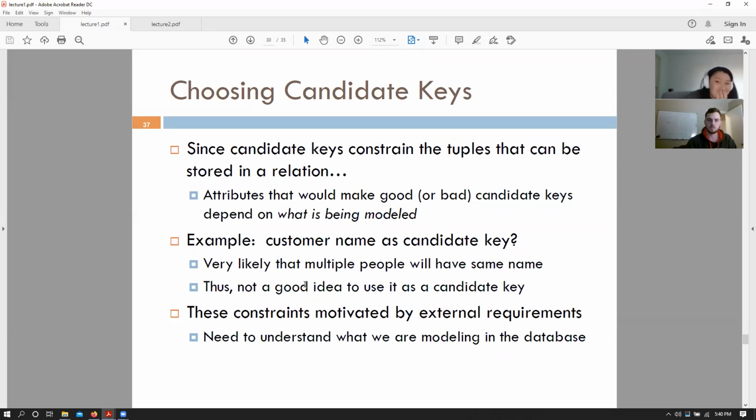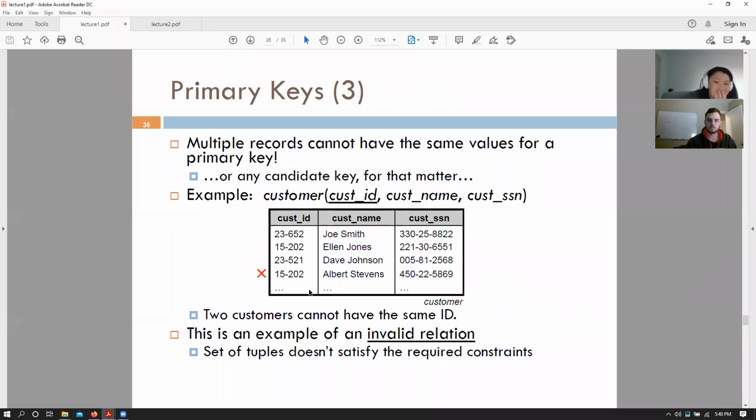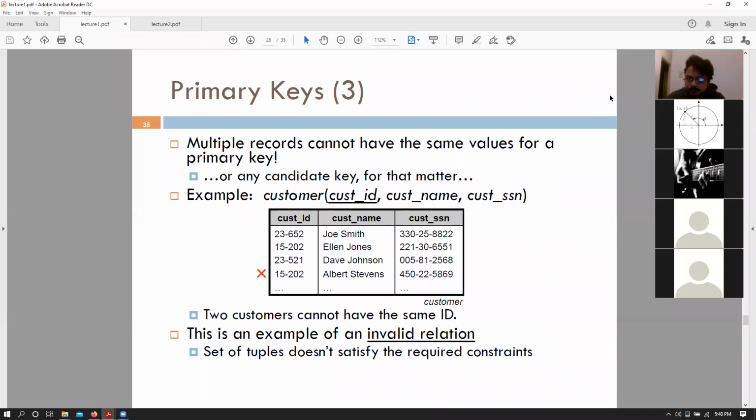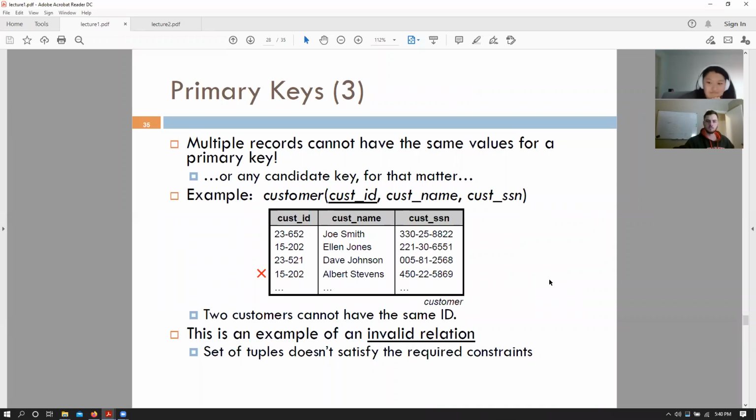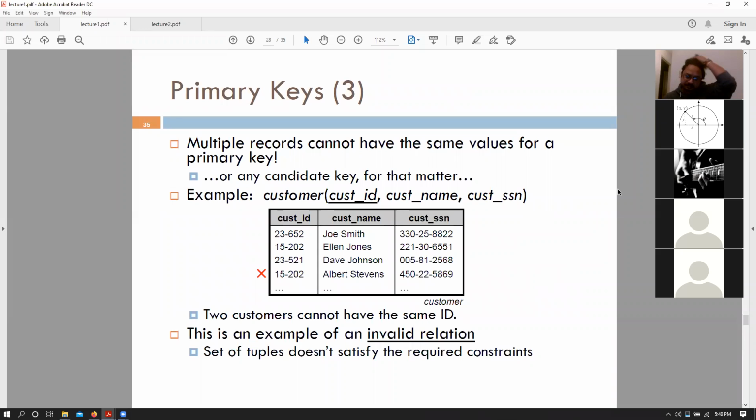Yes. Can we see a table? Yes, for this table, yes. Can we? No. Why not? The possibility for the repetition of names. So that is the right answer. We won't use customer names as candidate keys because there is a possibility that names might be repeated.